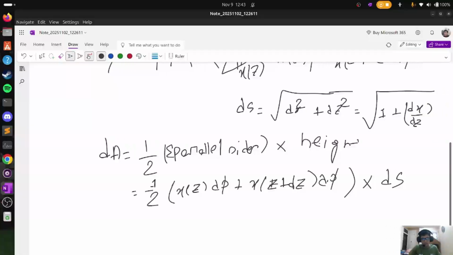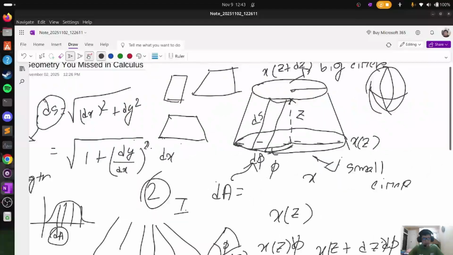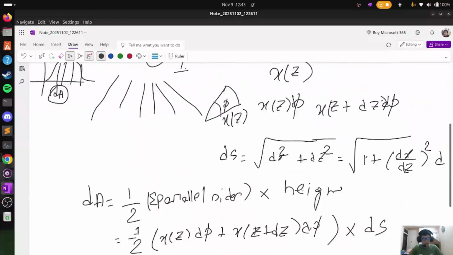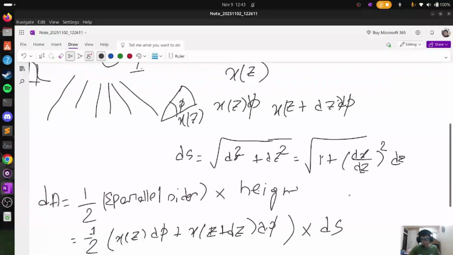You can see it from here actually. Plus dx plus dz square, small dz. Yeah, I guess it's fine now. So that's our area.